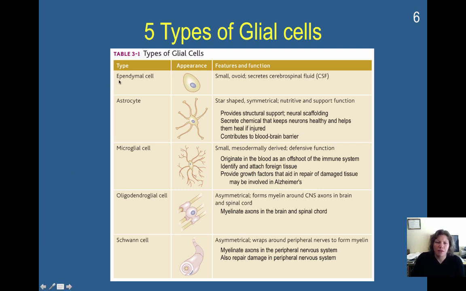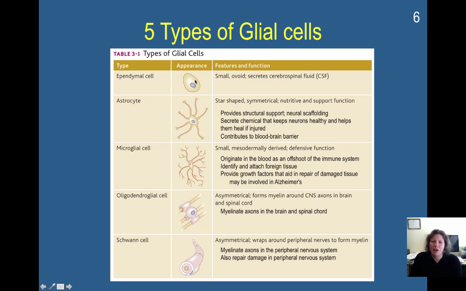The first is this ependymal cell. Saying these, you'll see me sort of struggle with these because typically I only say these words out loud maybe once or twice a year when I'm basically saying them to this class. So oftentimes they're not words that I have a whole lot of practice with.